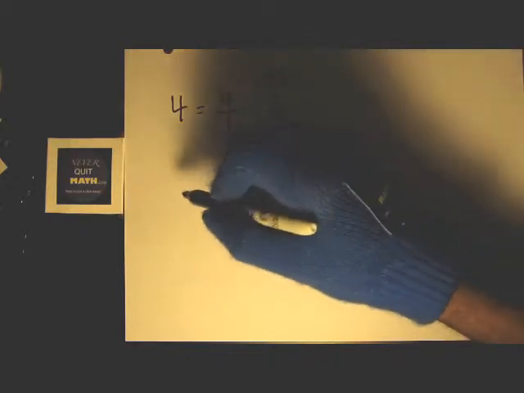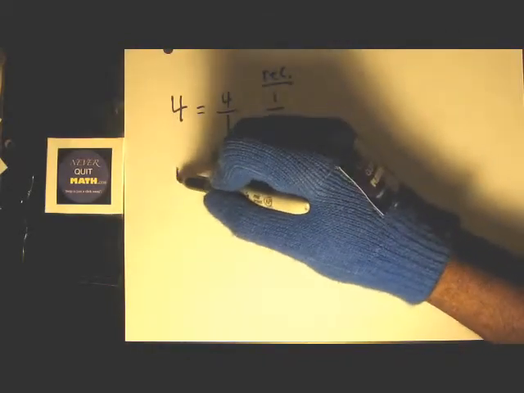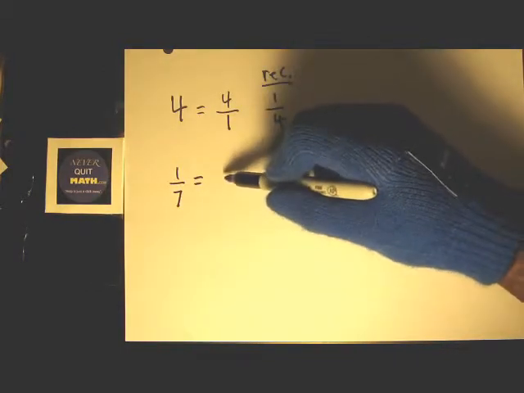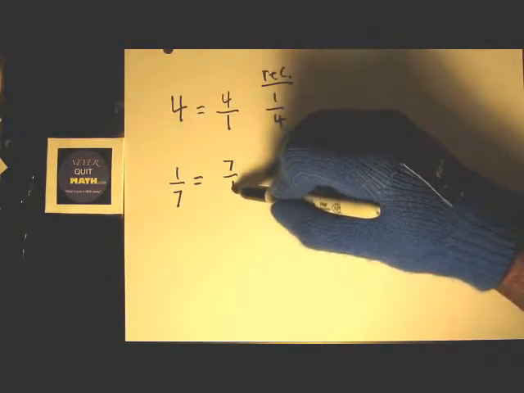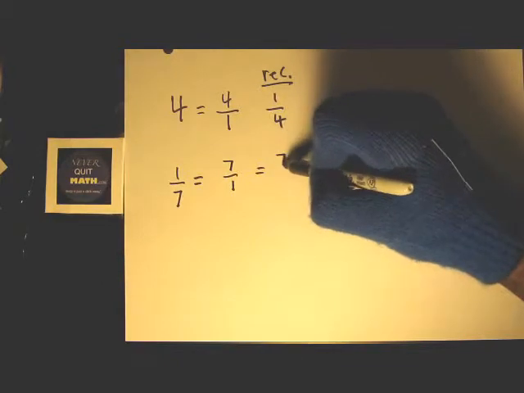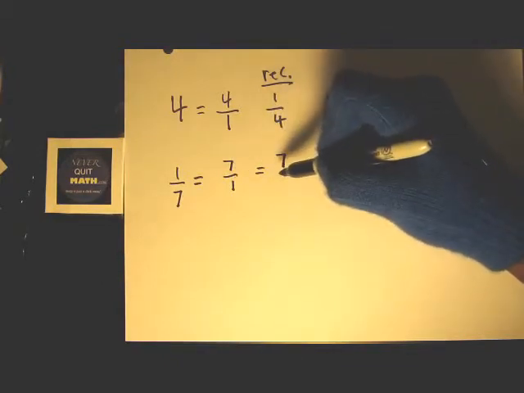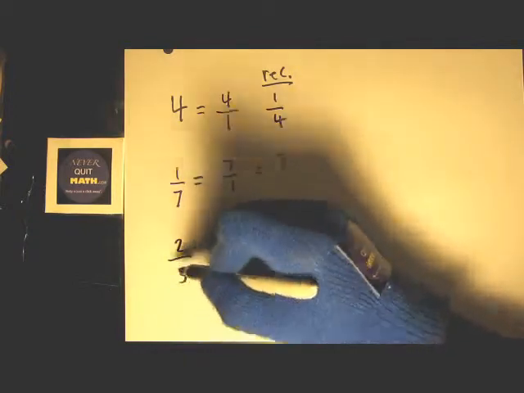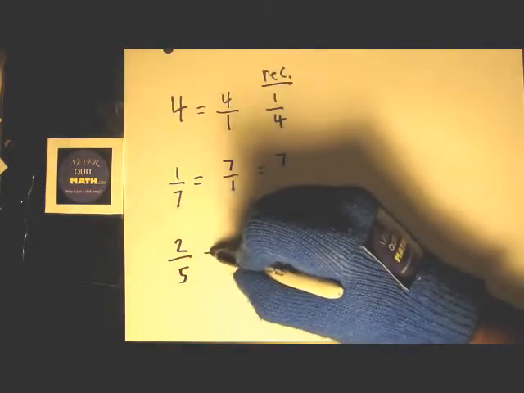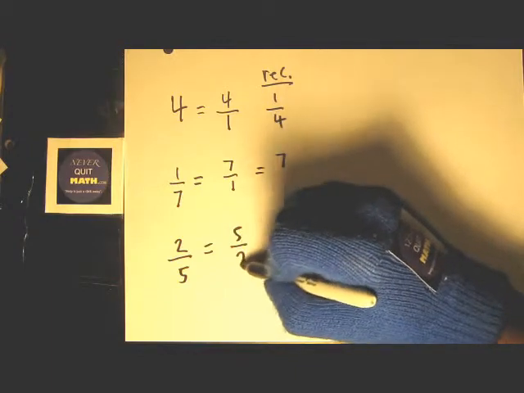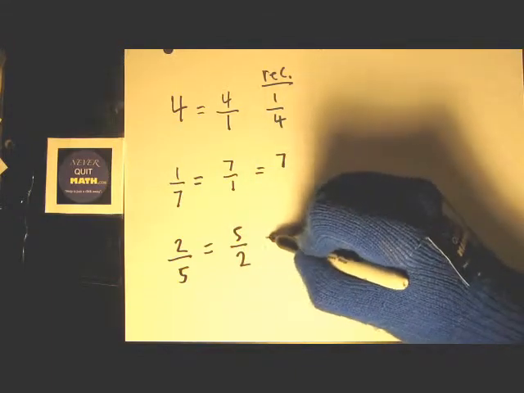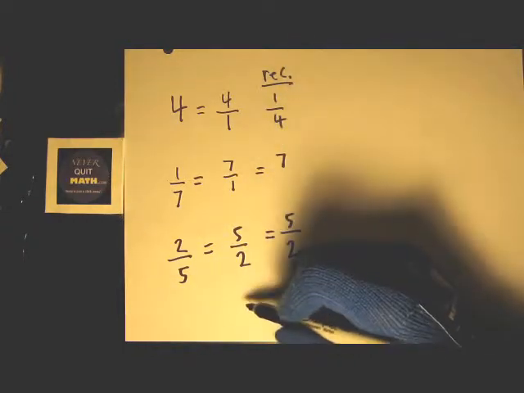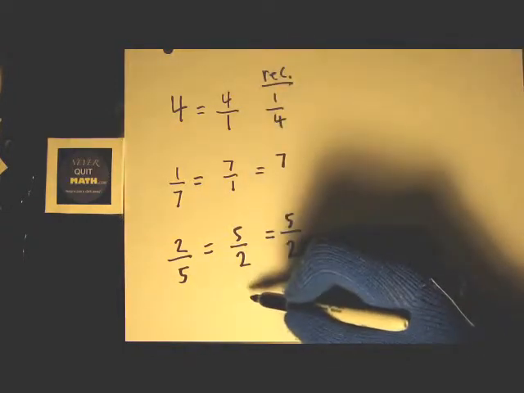Another thing, let's just say we have something like 1 over 7. The reciprocal of 1 over 7 is the flip of the fraction, so that's equal to 7 over 1, which is really just equal to 7. Either or. Last but not least, if you have something like 2 over 5, the reciprocal of 2 over 5 is 5 over 2. Leave it as so.